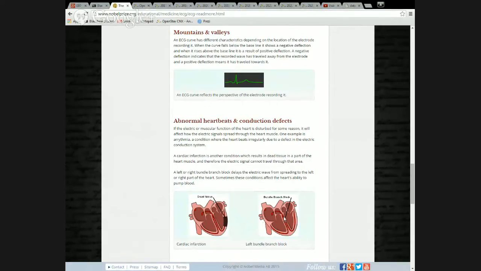Over here, we have something similar. The black patch is here in the top of the left bundle branch. And this is what we call a left bundle branch block. It might be dead tissue, or it might be some other defect of the conduction pathway cells. But the signal can't go down the left bundle branch, and it doesn't go up the left side. The right side's fine. There's nothing blocking that, but the left side's thrown off.